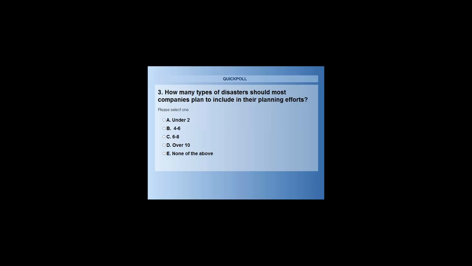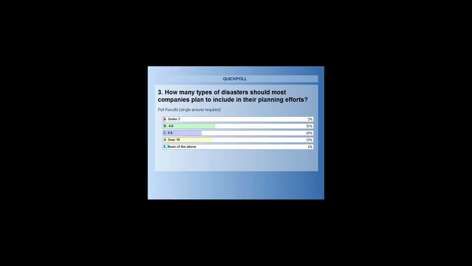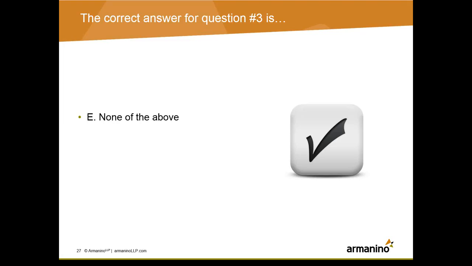Okay, so it looks like we've got the majority of folks who have voted, and the answers do range, so we'll share your answers and then give you the correct answer. It looks like most of the respondents came in with B through D: 35% with 4 through 6, 26% with C at 6 to 8, and 33% with over 10. The right answer is actually E, none of the above. So 4% of you, awesome job. You are the A students.